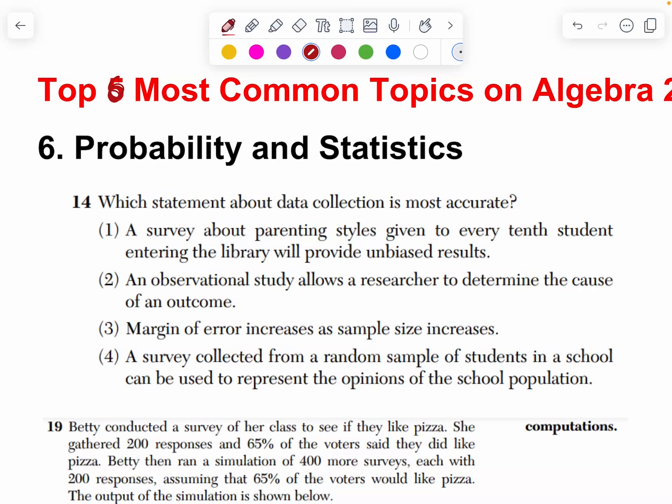So the first one says, a survey about parenting styles given to every 10th student entering the library will provide unbiased results. Okay, now everything in this question sounds great, right? Every 10th student, being at a place where students are found of all types sounds great, but what are they asking about? Are they asking about the library? Are they asking about students? No, they're asking you about parenting styles.